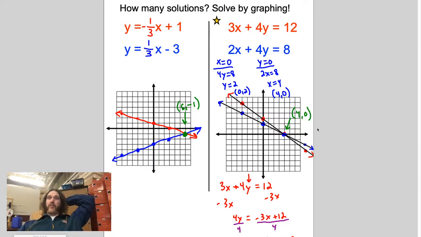Now keep in mind, if the two lines are parallel and they don't cross, so if they have the exact same slope, they're never going to cross. So there is no solution, so you should write no solution. If they're the same line, then you should write infinite solutions. There are an infinite number of points.